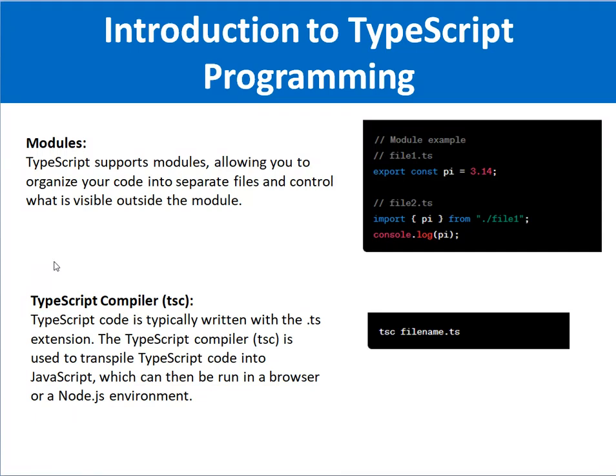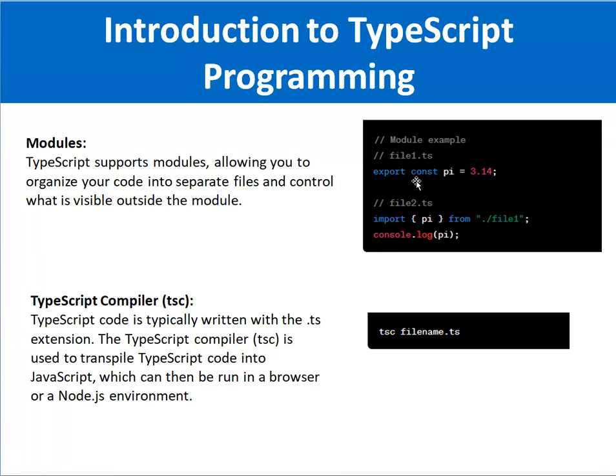Next are the modules. TypeScript supports modules, allowing you to organize your code into separate files and control what is visible outside the module as well. For example, in file1.ts: export const pi = 3.14. Basically, file 1 has a value pi 3.14. Then file2.ts has import pi from the location, and console.log will print 3.14.